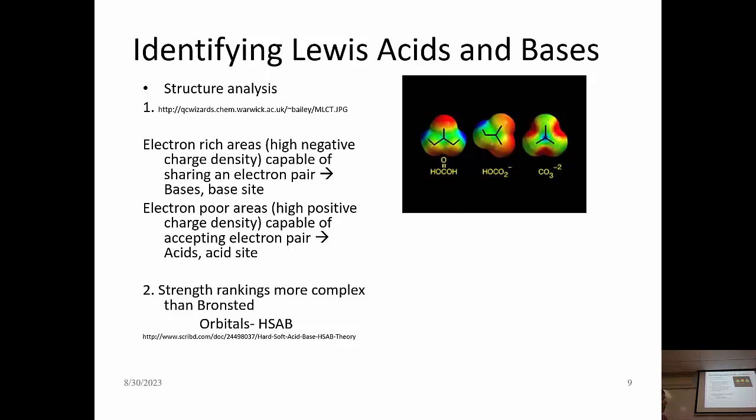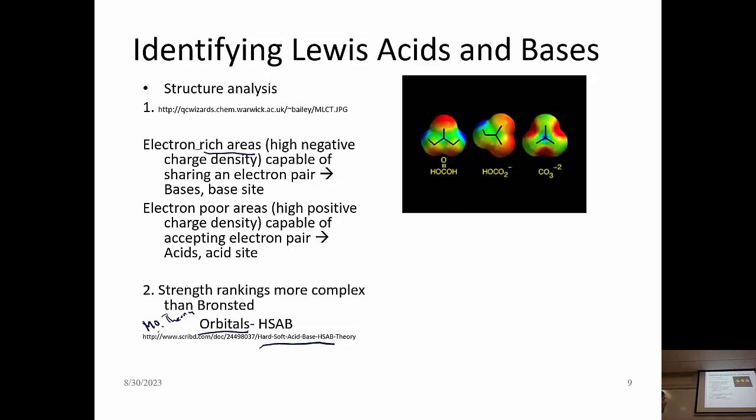All right, let's look at identifying. When we look at the positive regions and negative regions, remind me the color. Positive is blue or red? Blue. And so we see acid regions here, the blue, and the red are going to be base regions here. To properly do this, we're using valence bond, but to properly do this, we should be using MO theory. And we should be looking at LCAO of atomic orbitals. And when we do that, we look at HSAB, hard soft acid base theory.